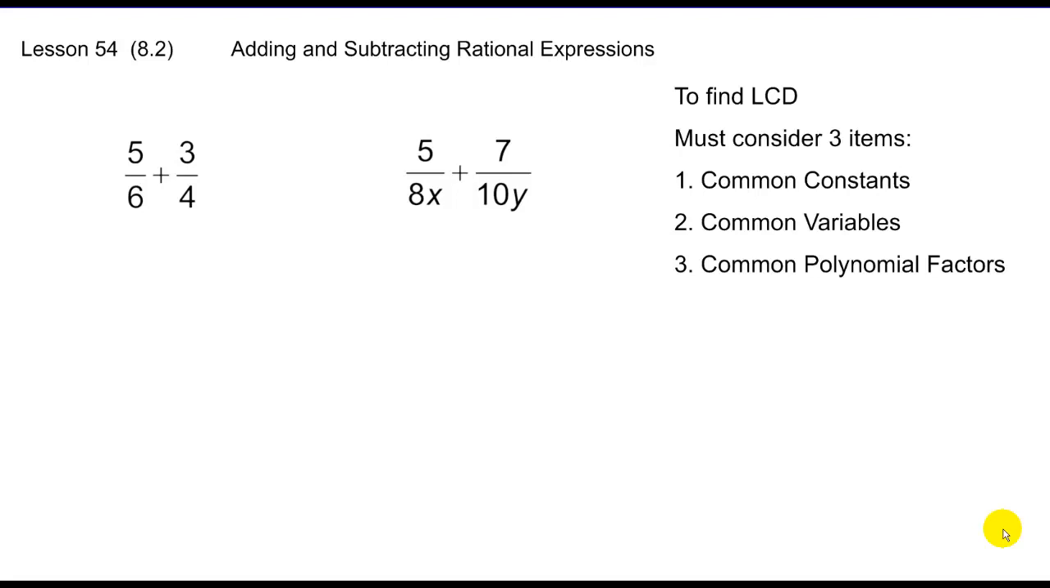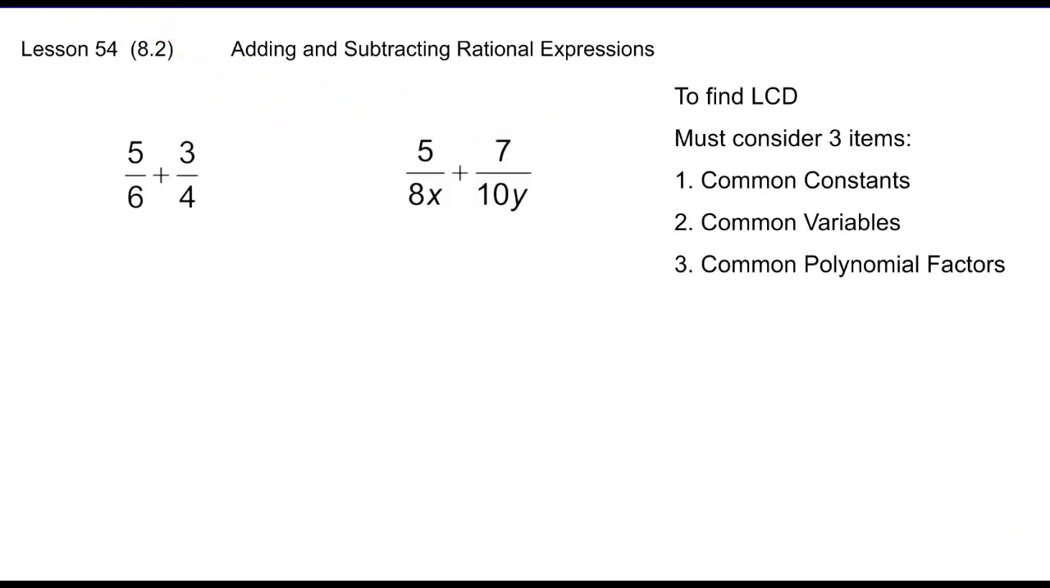So today we add and subtract rational expressions. This is where freshman year there were some issues and people ran into difficulty. Let's see if we can simplify it a little bit. So in order to add and subtract any kind of fraction, you need to make sure you've got common denominators.